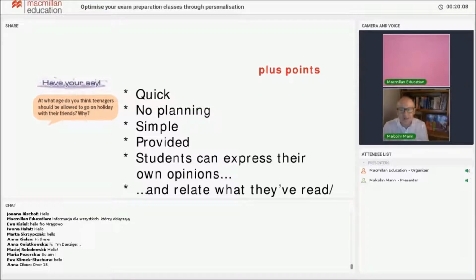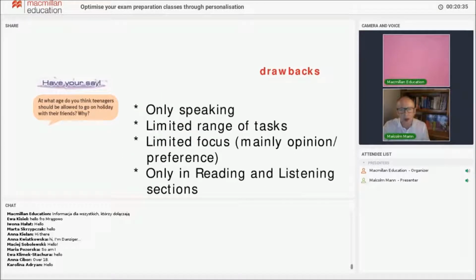It was very simple. It was given to you, given to the students. And it allowed the students to express their own opinions, and to relate what they'd read in the reading texts or what they'd listened to in the listening texts to their own experience. And it allowed students to practice speaking, to do some talking, when doing the reading section and the listening section of the course books. And teachers really liked Have Your Say.